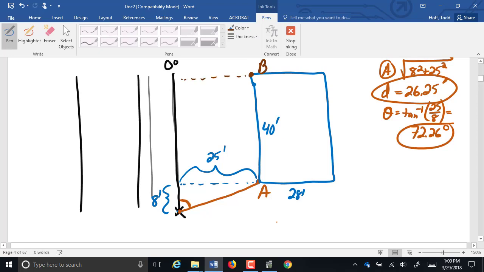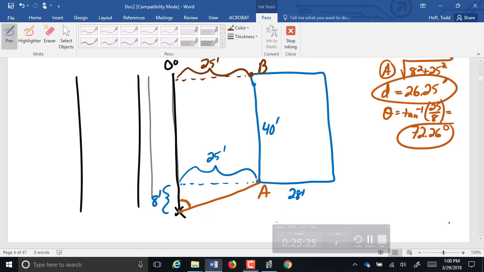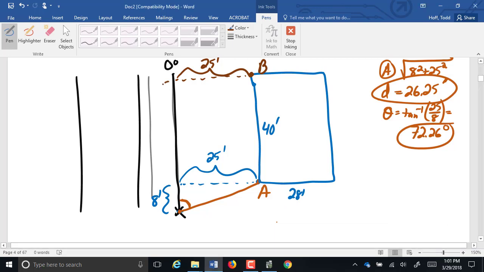If I set this up here, what's this distance here going to be? Still 25. I want to keep it square with the sidewalk, right? So anyway, what's this distance here then? 48. Very good. The 8 feet we had before plus the 40.